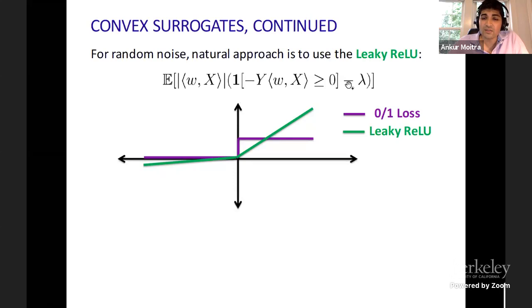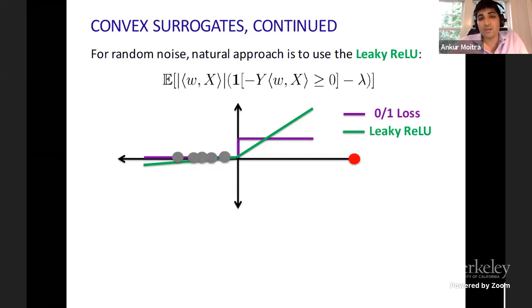But the difference is that there's a parameter lambda and you subtract it from the indicator function. So now if this indicator function were off, meaning that you actually got the label of the example correct when you use W as your hypothesis, instead of getting no loss, you actually get a negative loss. You get a slight gain. And in fact, you get an even larger gain the further you are from the decision boundary.